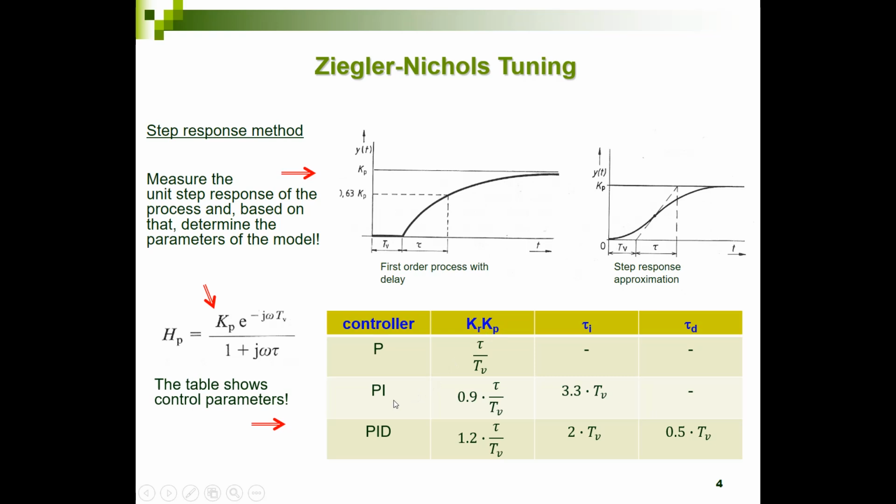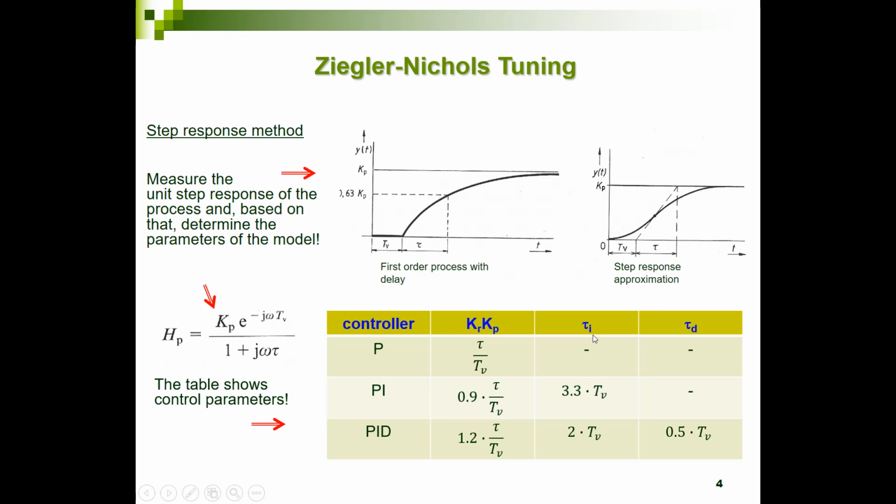If you want to use a PI controller, you can set the Kr value to 90% of this value and then divide it by Kp. The tau I, which is the integral constant of the PI controller, can be set to 3.3 times the delay time. And when you use a PID controller, we can use this factor times 1.2 divided by Kp. So then we have the Kr.